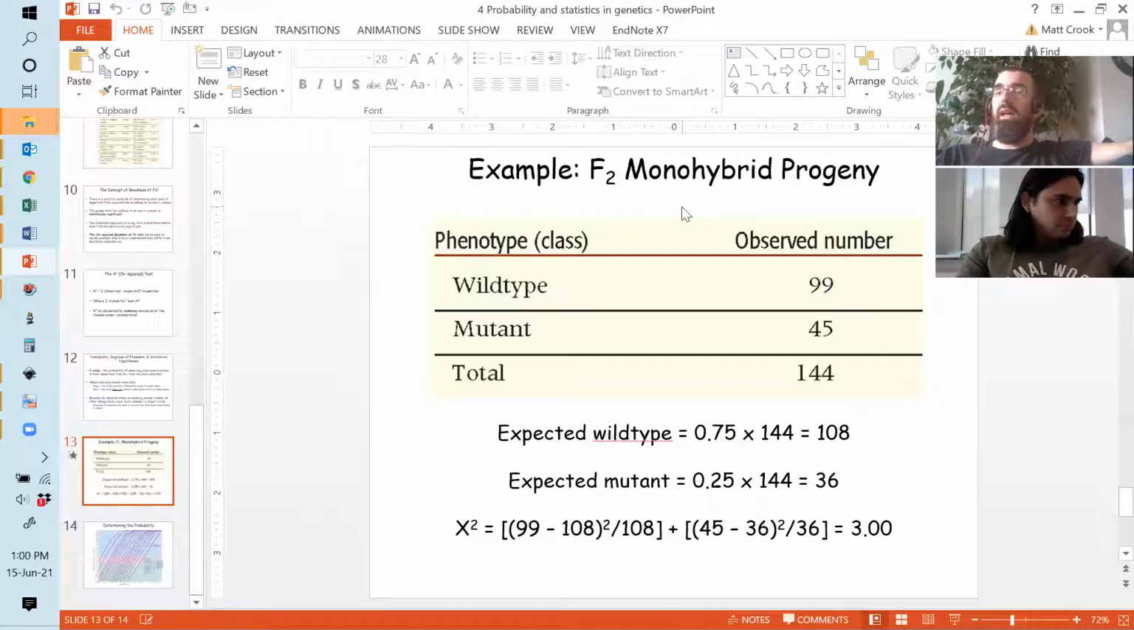And so for any number, right, we could have scored 1,000 progeny, or we could have scored 15, which probably wouldn't have been a good idea. But anyway, whatever our total is, we times that by 0.75, and that will give us our expected wild type or dominant progeny.